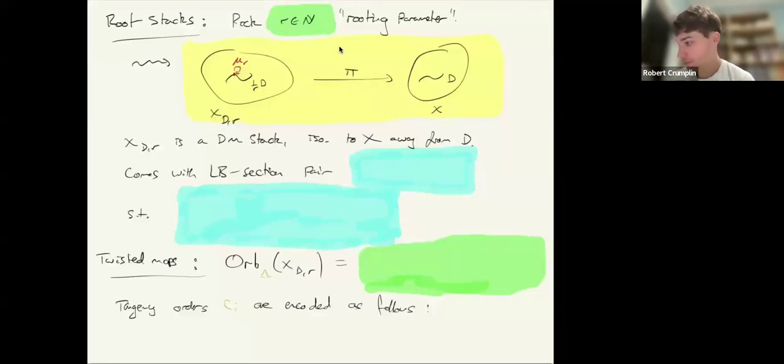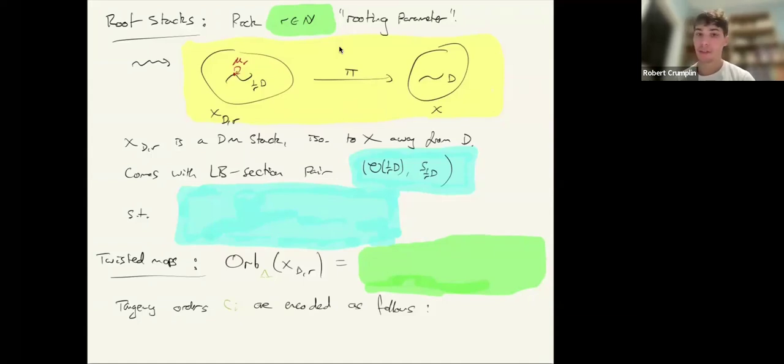But yeah, somehow there is a definition. If you want, I can tell you, but I think the picture is the key point. And let me just justify where the name root stack comes from. This X_{D,R} comes with a canonical line bundle section pair, which I'll write as O(1/R times D) and S(1/R times D). So this thing I labeled 1/R times D is some Cartier divisor on this space, and it has a section and an associated line bundle.